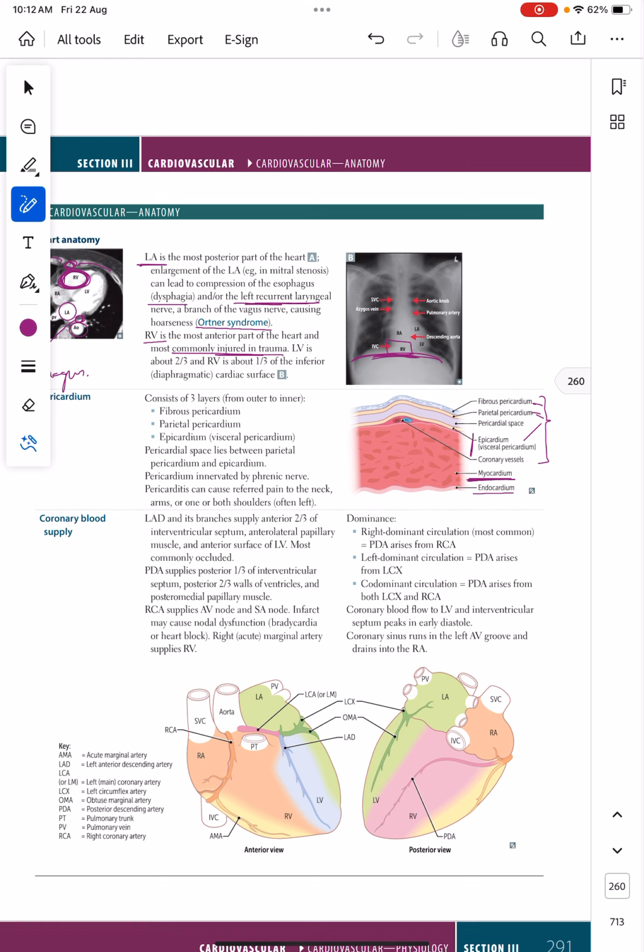You should remember that the epicardium, which is the visceral pericardium, is the layer nearest to the heart. From inside to outside, the innermost layer is the endocardium, then the myocardium, then the epicardium, and the outer layers are the fibrous pericardium and the parietal pericardium. This layer, the epicardium, contains the coronary vessels.